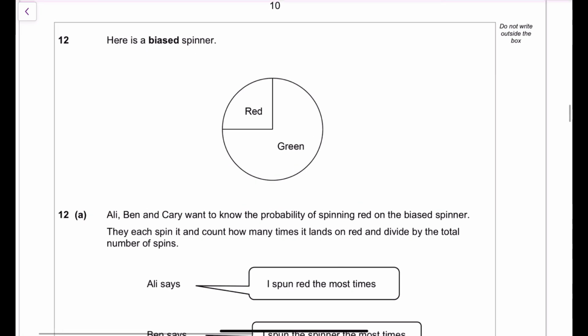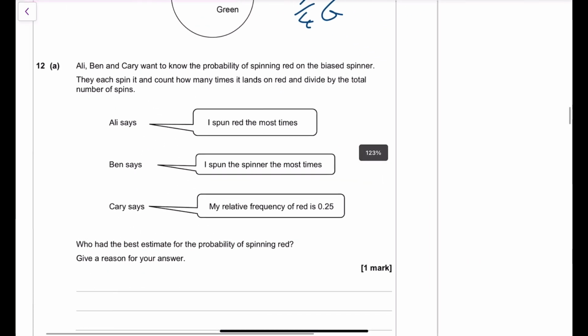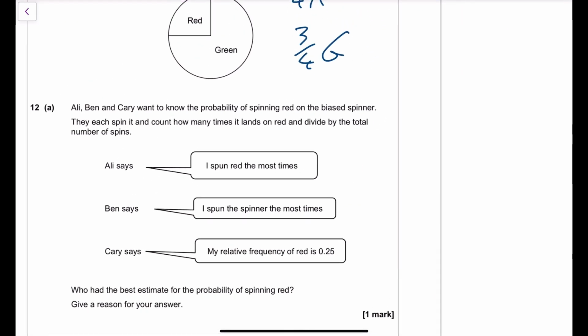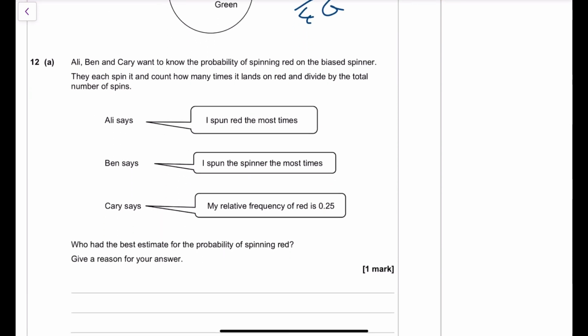Right, here is a biased spinner. Biased spinner means an unfair spinner. So you've got 1/4 red, clearly. Just write this in here before I scoot on down. You've got 1/4 red and you've got 3/4 green. Ali, Ben and Carrie, A, B and C, want to know the probability of spinning red on the biased spinner. They each spin it and count how many times it lands on red and divide by the total. So Ali says, I spun red most times. Ben says, I spun the spinner the most times. And Carrie says, my relative frequency of red is 0.25. Who had the best estimate of spinning red?